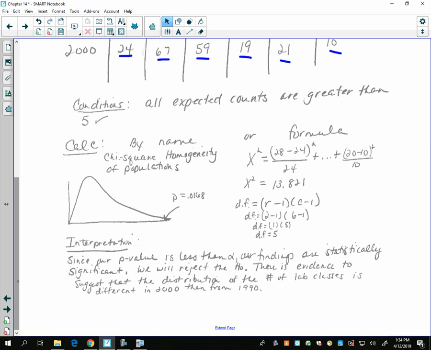And now what you do here is you have to enter this in as a matrix, like I showed you in the test of association. And the interpretation is that, so here we get degrees of freedom is 5. We get a p-value of 0.068, and our test statistic is 13.821. So here we have a pretty low p-value, and it's much lower than what we have for our alpha level. So our interpretation is that since our p-value is less than our alpha, our findings are statistically significant. We will reject the null. There's evidence to suggest that the distribution of the number of classes is different in 2000 than from 1990.